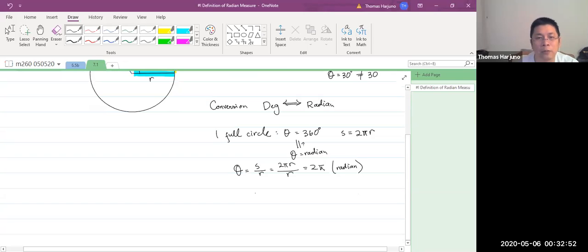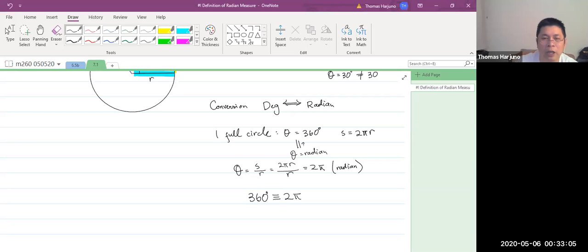Let me write it down. 360 degrees is equivalent to 2 pi. I don't need to write any radian because once I don't write anything, it means it's radian. Now, if I divide by 2, pi will be 180 degrees.